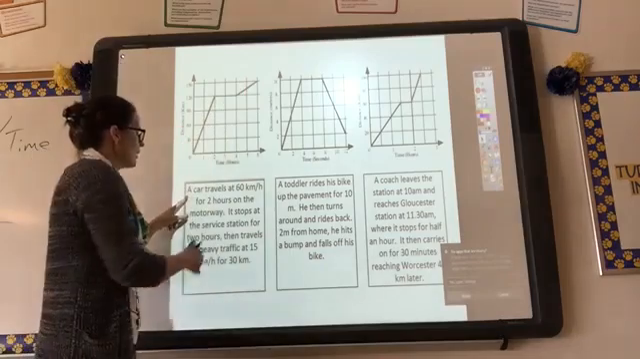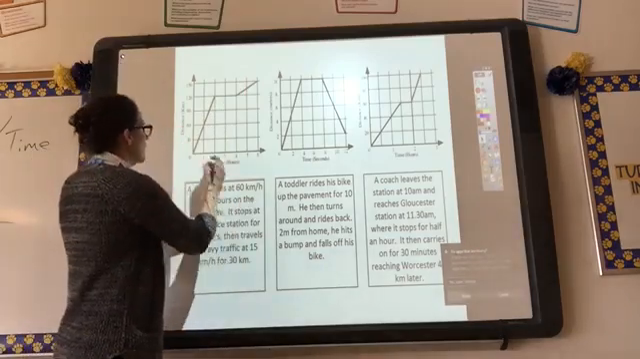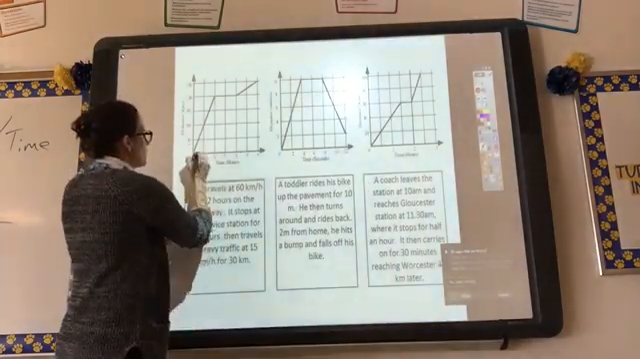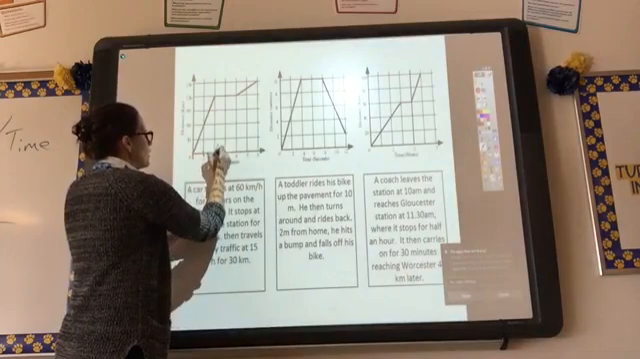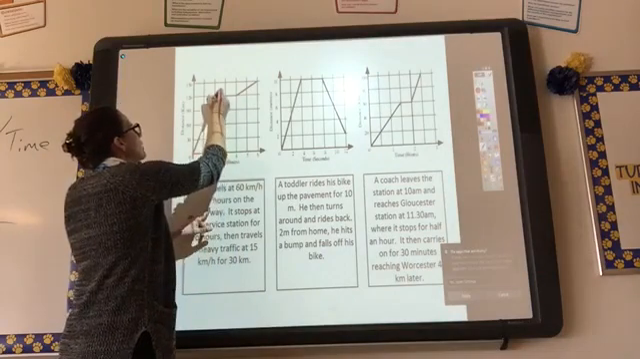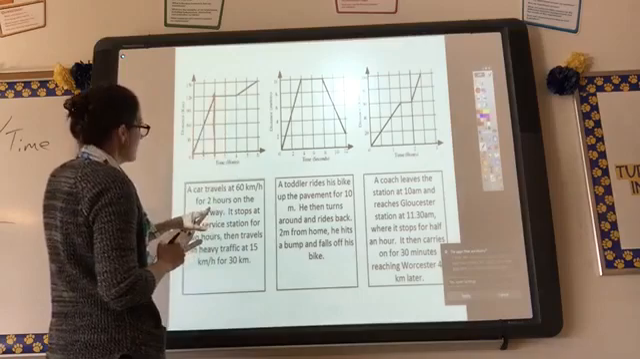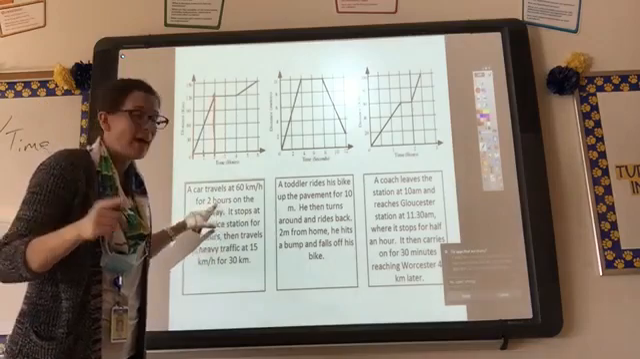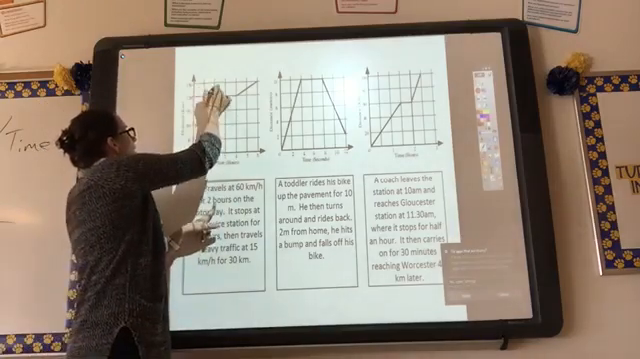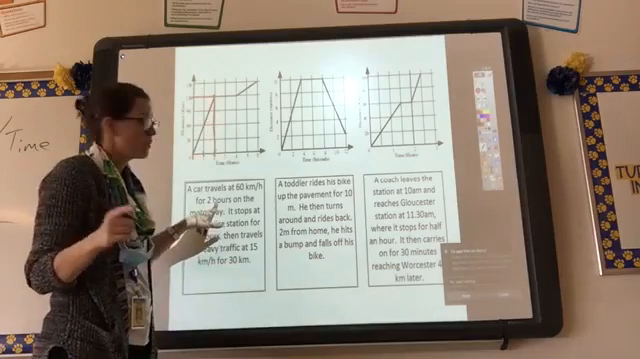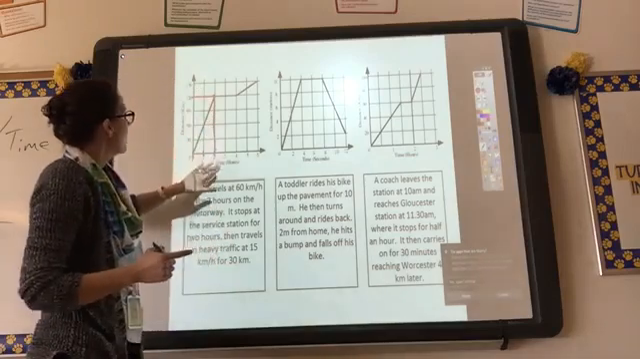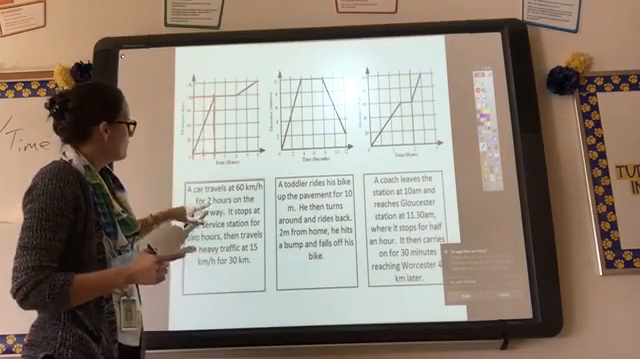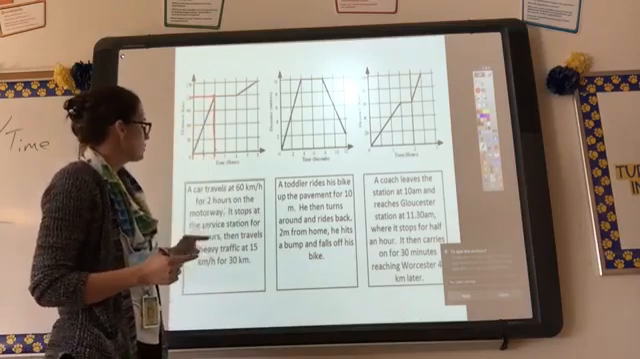Okay, so a car travels at 60 kilometers per hour for 2 hours. Let's look at right here. This is hours, so there's 0, there's 1, there's 2, okay? So that's the first one, so that checks out. If we wanted to do the math right here, we could figure out exactly how fast this car is going by doing distance divided by time. If we divided our distance by time, we'd get 60 kilometers per hour.